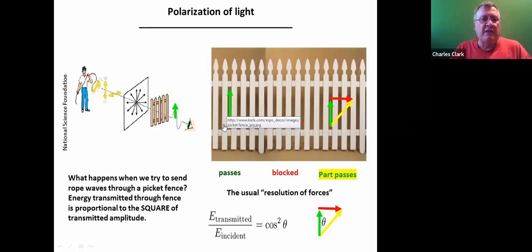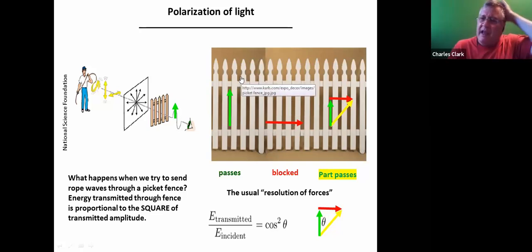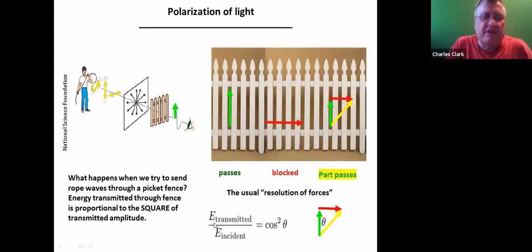So another way of thinking about this is that a wave incident on the fence creates a second wave on the other side of the fence. And that second wave has only the one direction of propagation that's allowed through the fence, the so-called pass axis. And the ratio of the transmitted energy to the incident energy is cosine squared of the angle between the incident wave and the pass axis.